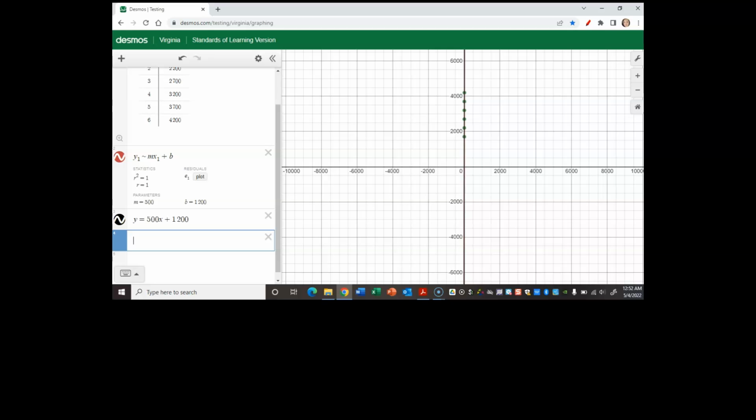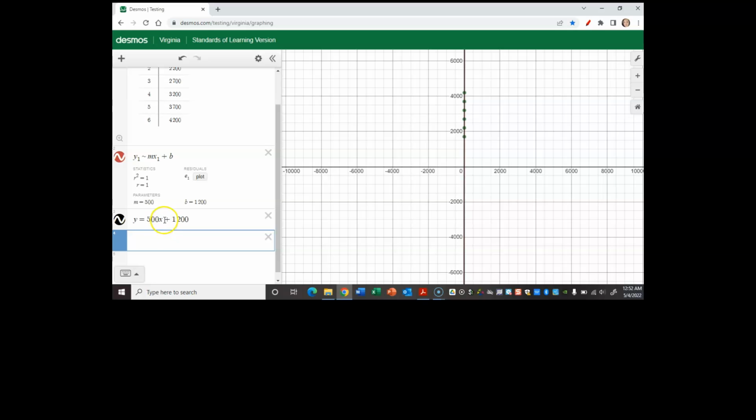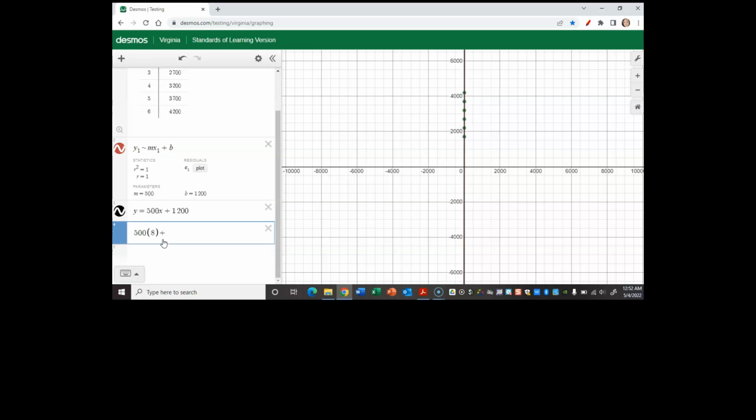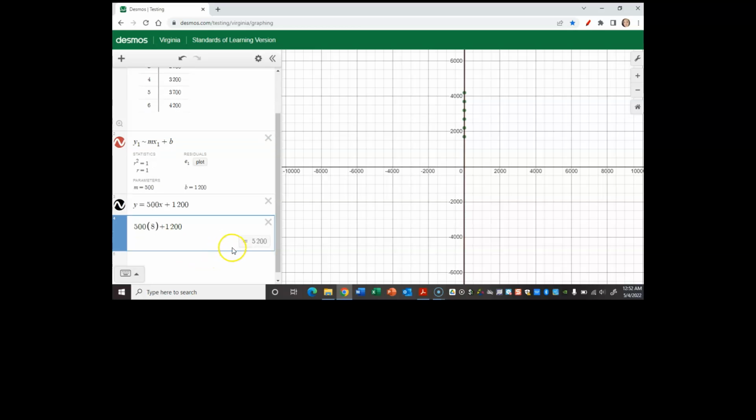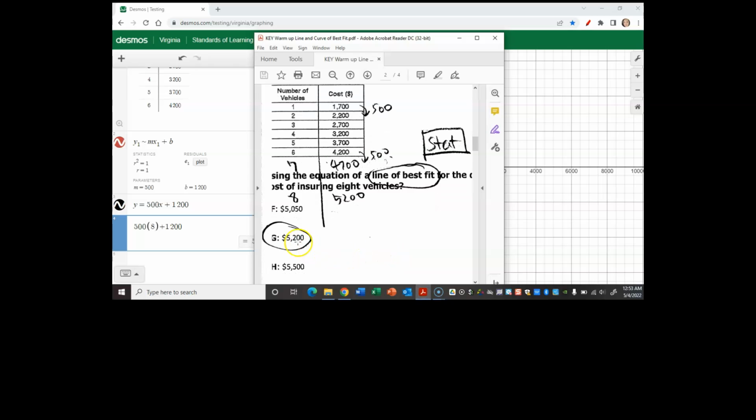What is the closest estimate of the total cost of insuring 8 vehicles? For the 8 vehicles, the 8 is the X. So we're going to plug 8 into this X. We're going to do 500. Remember, when you plug it in, you always put parentheses. 8 is the X. So if I have 8 vehicles, it's going to be 5,200. So the answer for this is 5,200. Please circle the second option.